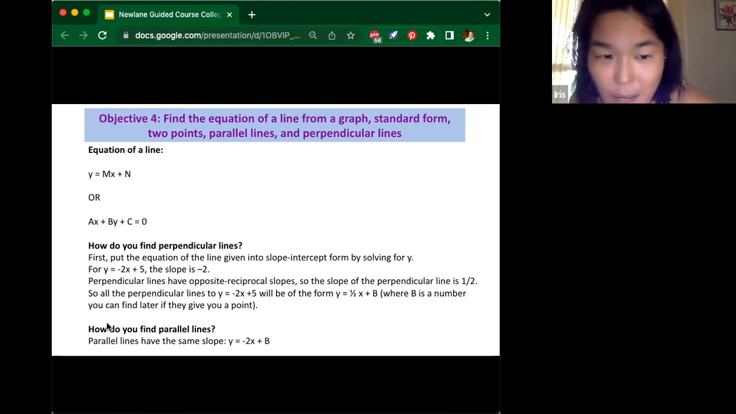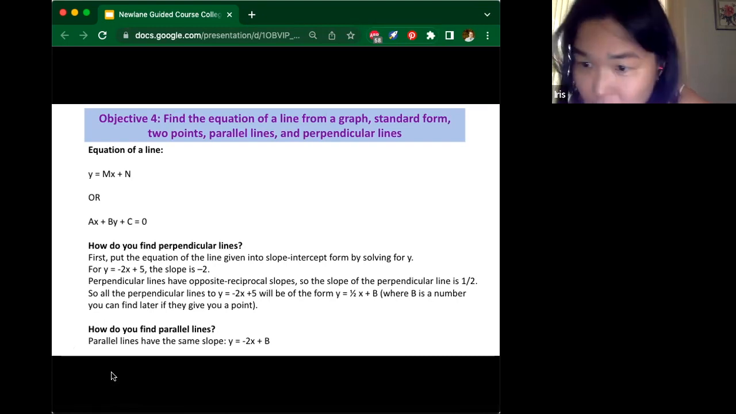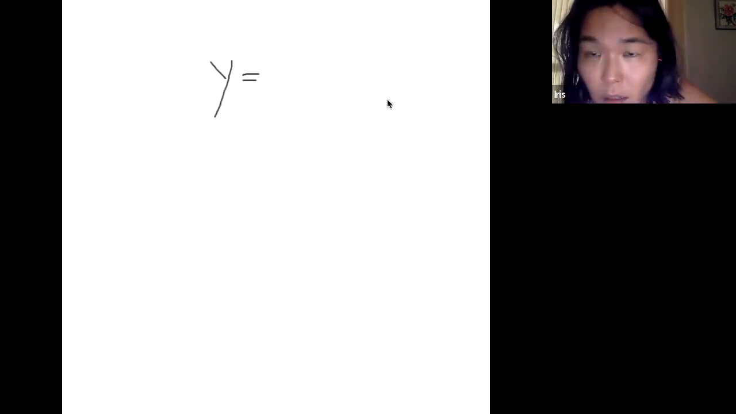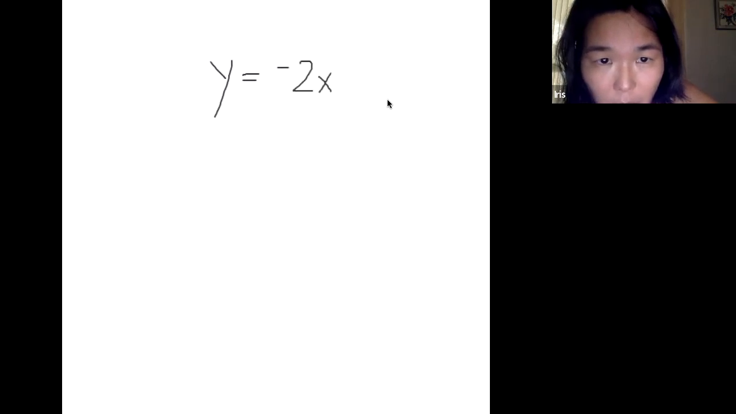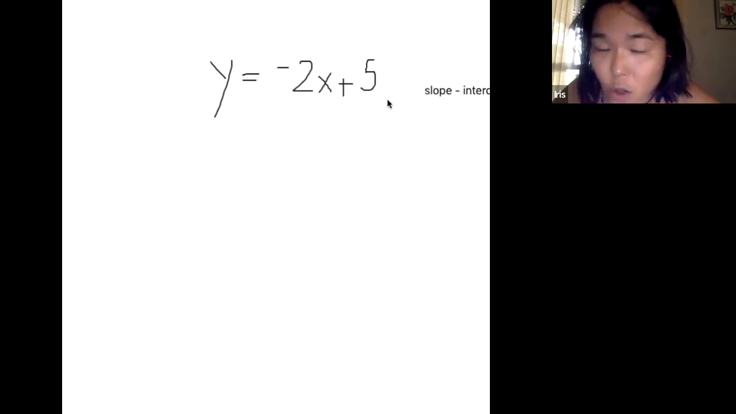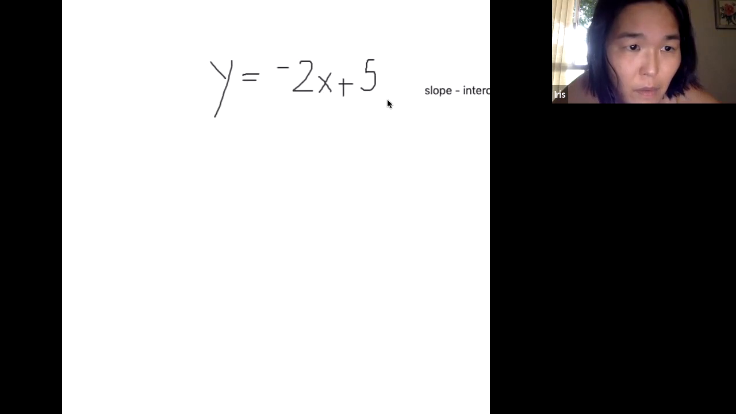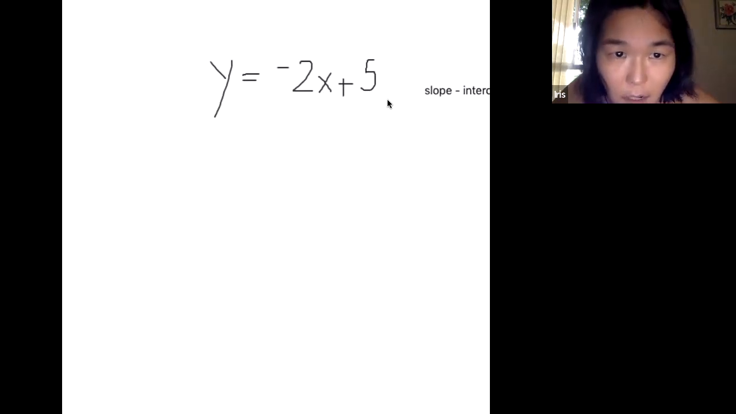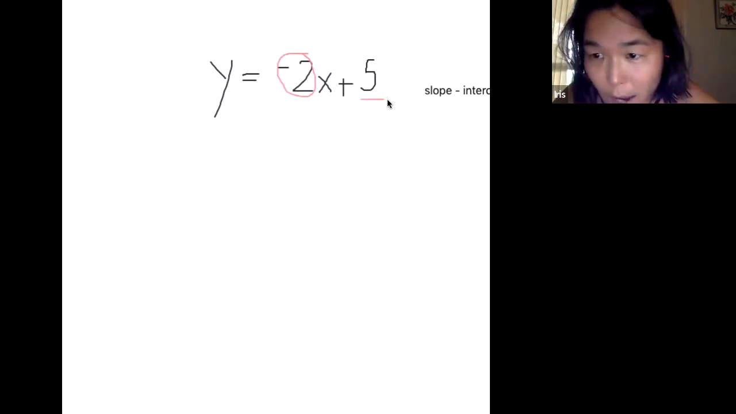So I'll give an example. If you have the equation of a line written as y equals minus 2 times x plus 5, the slope of the line is -2. Wait, I think I need the whiteboard. When I have y equals -2x plus 5, this is what people call slope-intercept form. It's called slope-intercept form because this number here is the slope, and 5 is the value of y at the intercept.